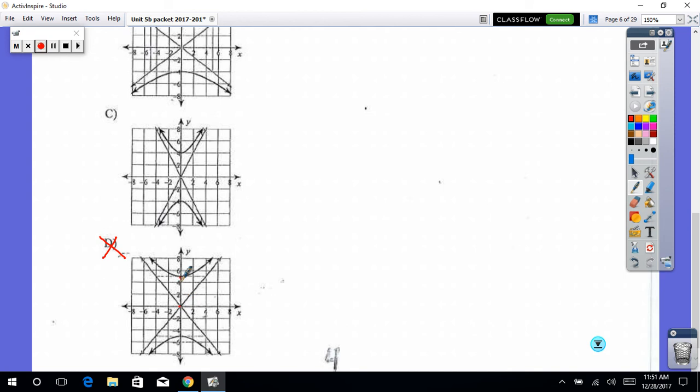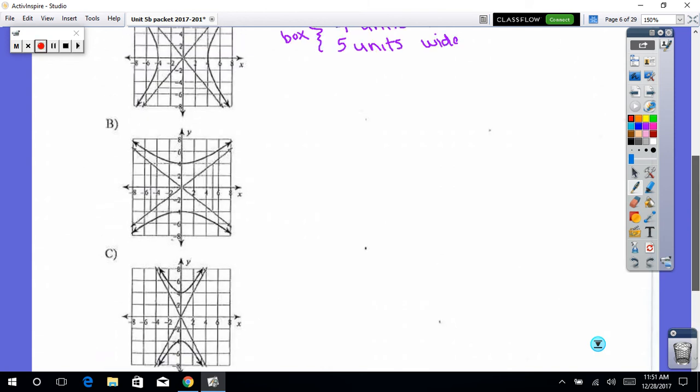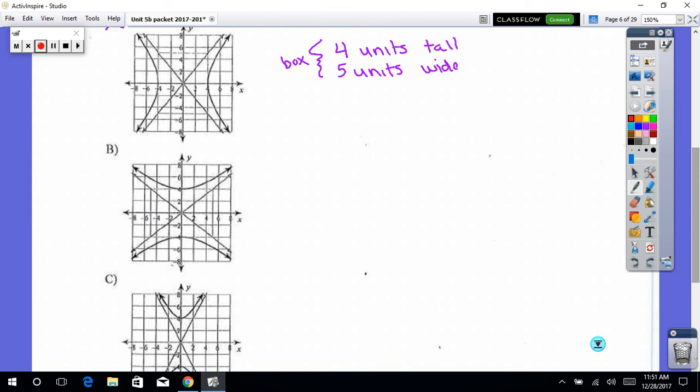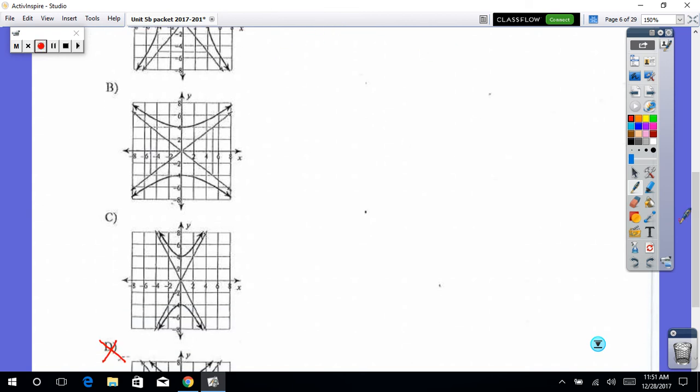From the center up, y'all can see that the parabola is actually at 5. That's not where we need it to be. Now we're looking for one that's 5 units wide. These are the only 2 options we have now. This box is clearly only 2 units wide.